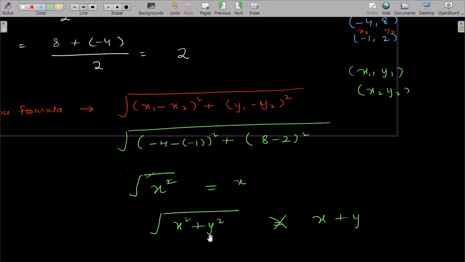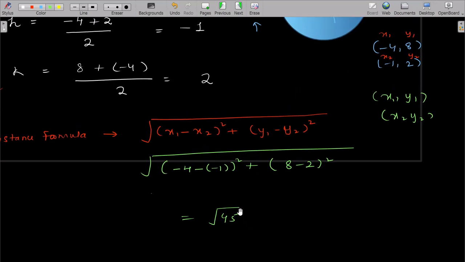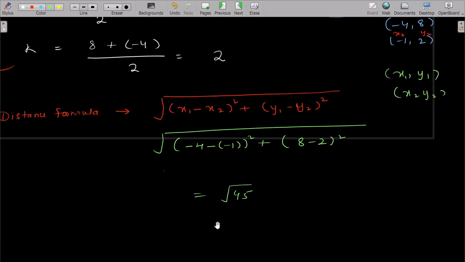I said 3, but 3 is not the answer. I said it deliberately. I wanted to check if I say 3, would you also get 3. Root of 45? Yes. Square root of 45. So would it be 3 root 5? Yes, it will be 3 root 5, but you don't need to find that out. So this is your radius.